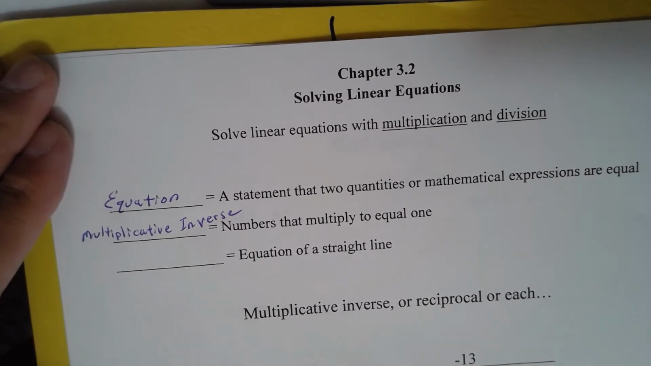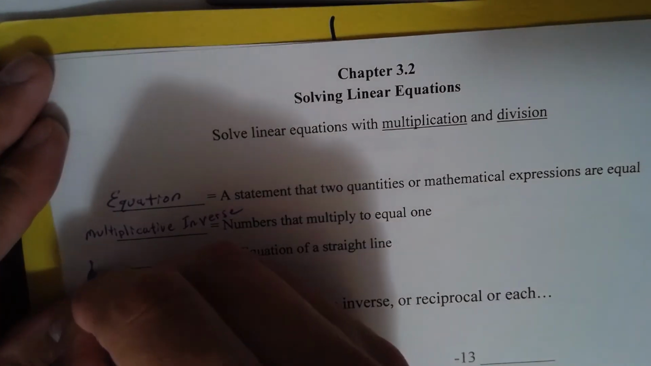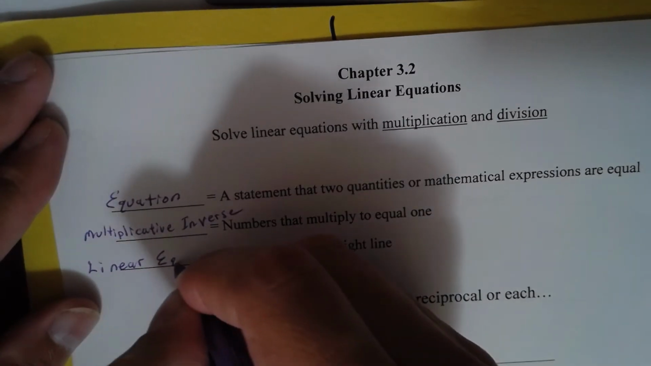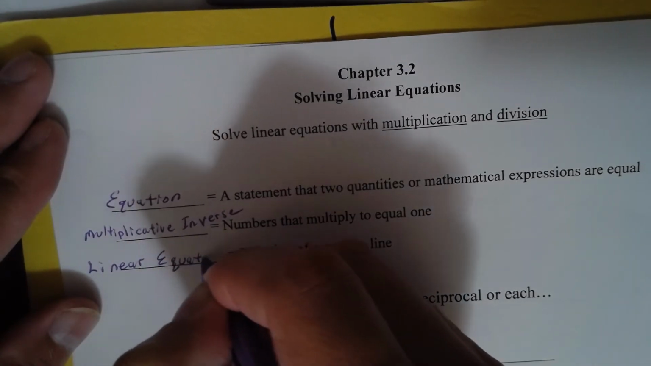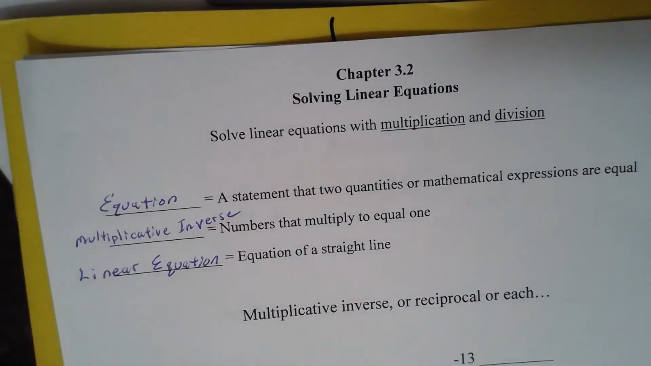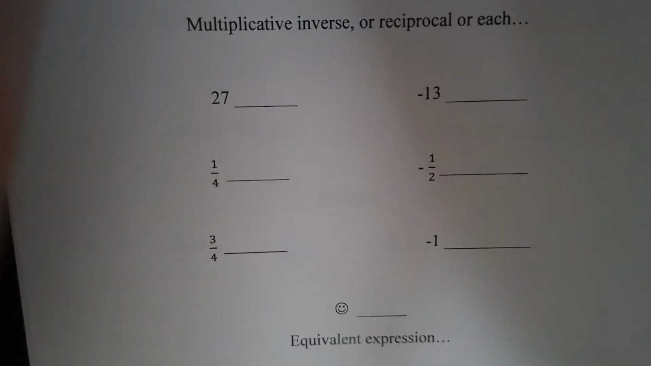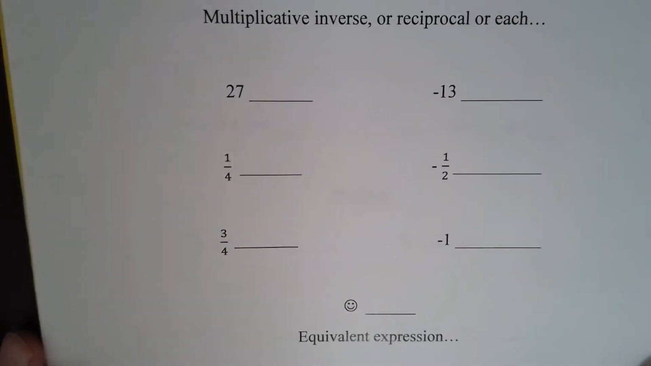Next, this is an equation of a straight line. So whenever we have an equation of a straight line, we call that a linear equation. Okay. Next, this is talking about, well, what is this multiplicative inverse that I was speaking of?